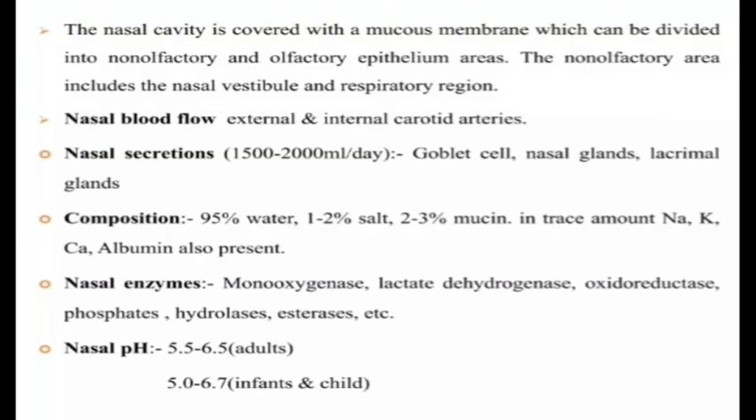The nasal cavity is covered with a mucous membrane which can be divided into olfactory and non-olfactory epithelium areas. The non-olfactory area includes nasal vestibule and respiratory region. First one, nasal blood flow: external and internal carotid arteries. Nasal secretion: goblet cells, nasal glands, lacrimal glands. Composition: 95% water, 1 to 2% salt, 2 to 3% mucin. In trace amounts, sodium, potassium, calcium, albumin are also present.